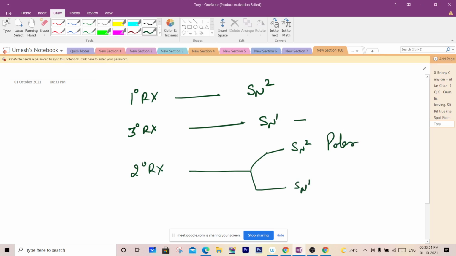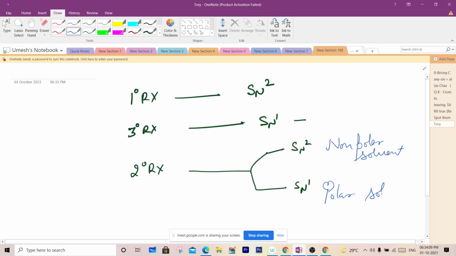In the non-polar solvent, SN2. SN1 for the polar solvent. Am I clear? Yes, sir.